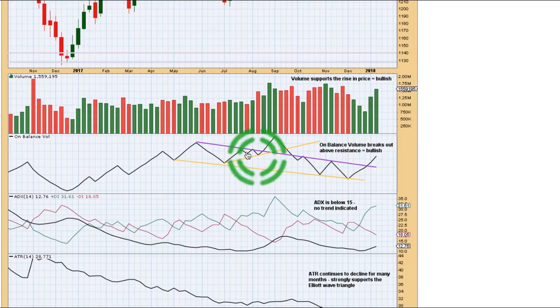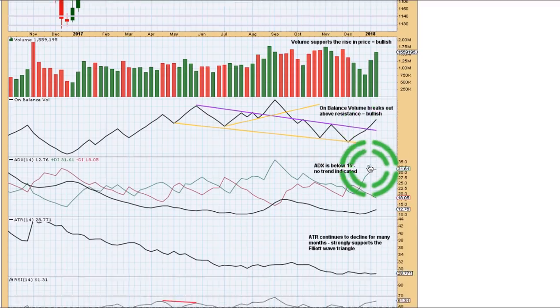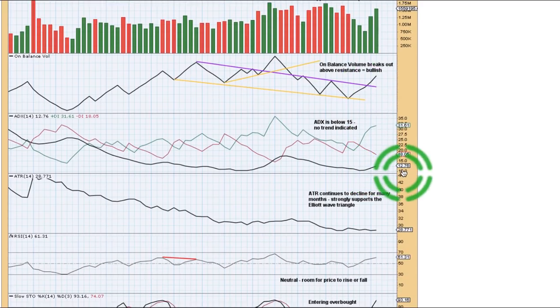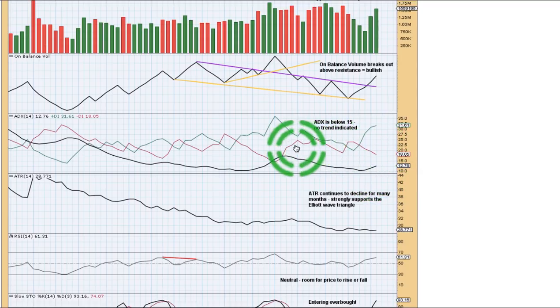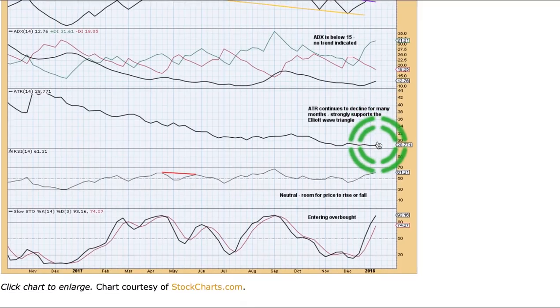On balance, volume has broken above resistance, so it's given us a bullish signal. It's not exhibiting any weakness. There's no divergence with price. ADX is still below 15 at the weekly chart level, so it's too low to tell us that there is a trend yet, and the positive and negative DX lines have been whipsawing about each other, typical of a consolidation.